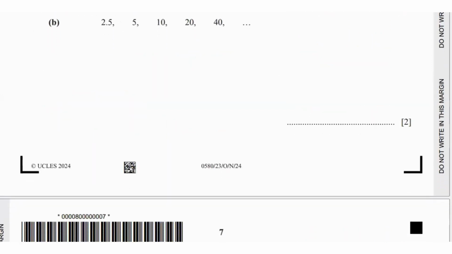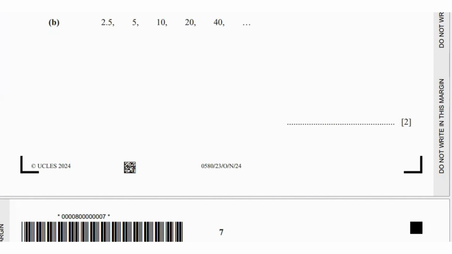So for the nth term for the sequence in part B, we once again check if we have a common difference. So going from 2.5 to 5, we're adding 2.5. But going from 5 to 10, we're adding 5. Then from 10 to 20, we're adding 10. So as you can see, the difference is being multiplied by 2 each time. It's doubling. So this is not an arithmetic sequence. In arithmetic sequences, we have a common difference. Over here, we do not have a common difference.